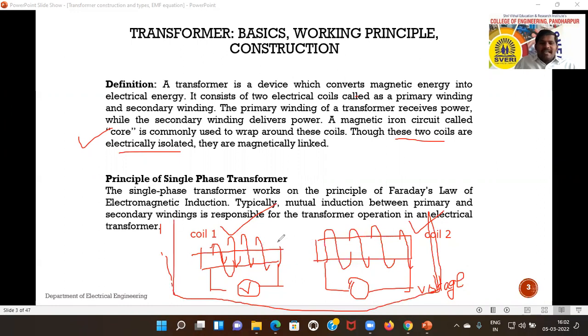There is no electrical connection between coil 1 and coil 2, but they are magnetically coupled. Okay, magnetically coupled to each other. So see, they are magnetically linked. Magnetically coupled coils are linked.